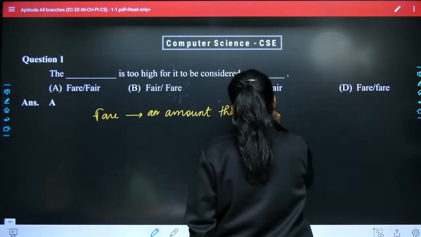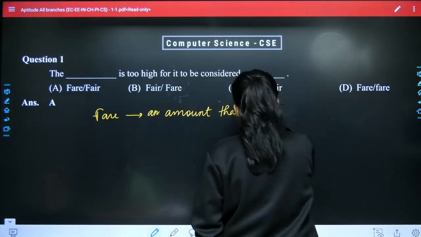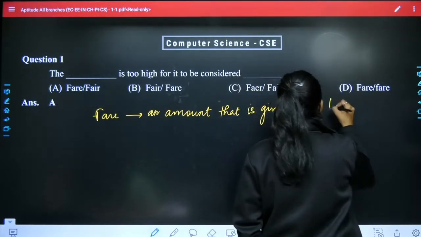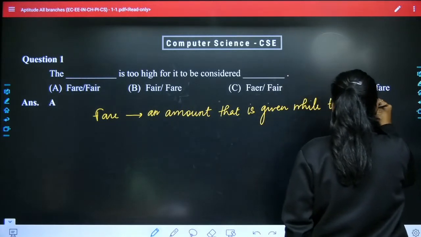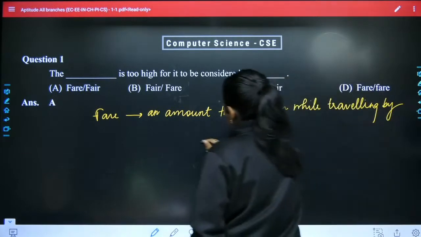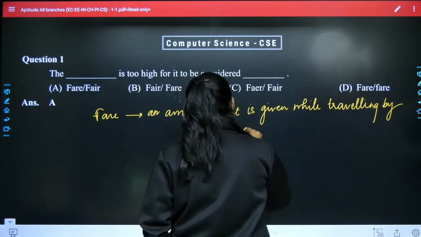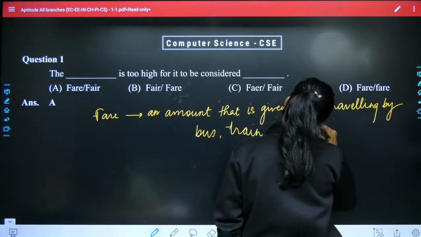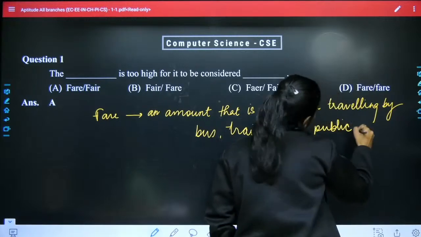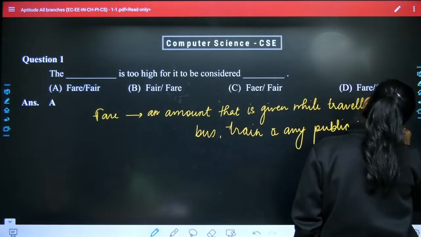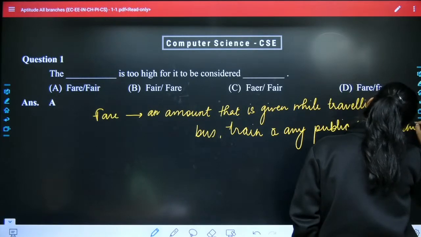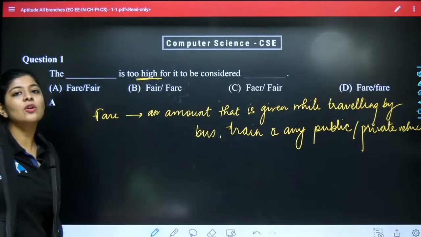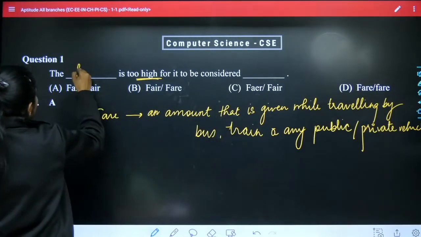that is given while traveling by bus, train or any public vehicle, public or private vehicles like Ola and Uber, right? Okay, so the blank is too high, so that means we are talking about some amount. So the first filler should be fair.